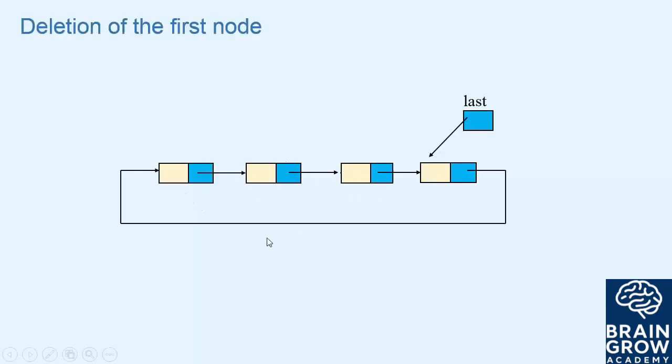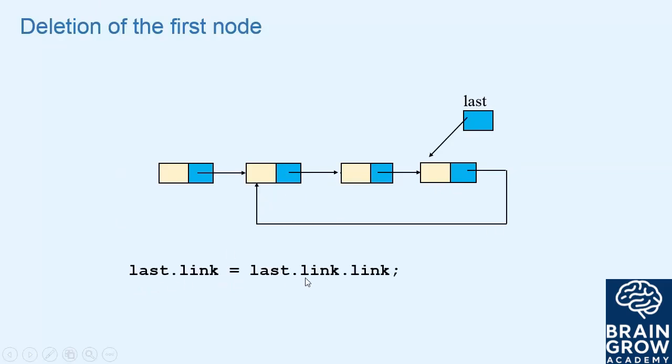In this video, we'll see how to delete a node from a circular linked list. First, we'll see how to delete the first node of the list. Now, after deletion of this node will become the first node of the list. So, last link should refer to this node. So, we'll write last link is equal to last link link. And so, this node will be removed from the list.